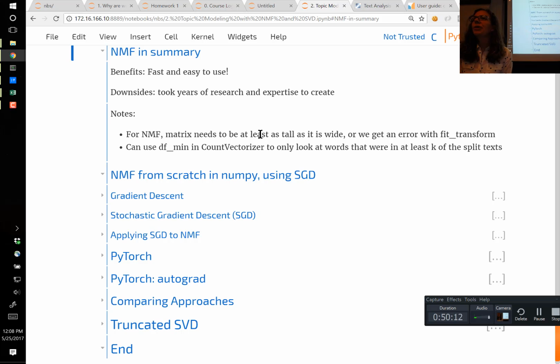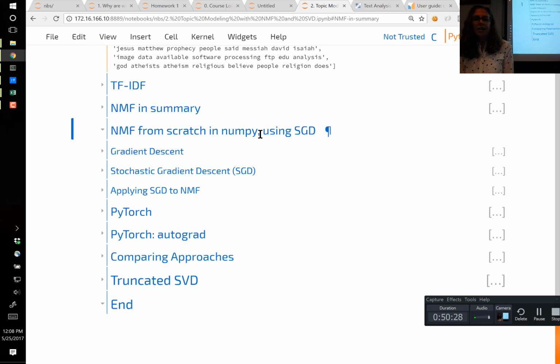All right, we're going to return to non-negative matrix factorization. Before, we were using Scikit-Learn's implementation, which is very specific to the problem of non-negative matrix factorization. We're going to try writing our own in Numpy, and we're going to use stochastic gradient descent, which is a lot more general.